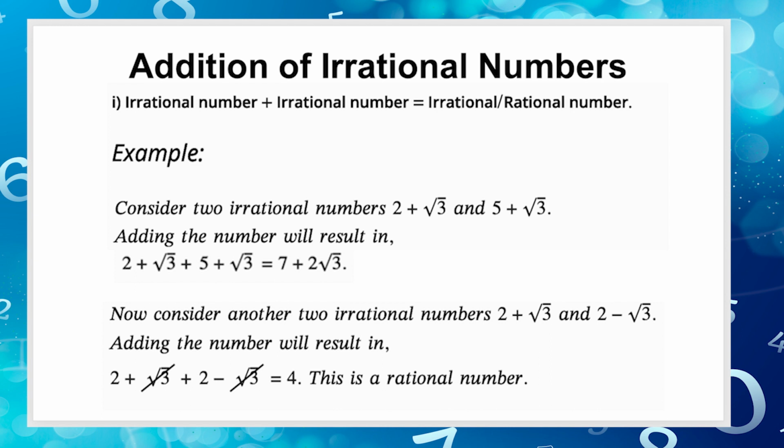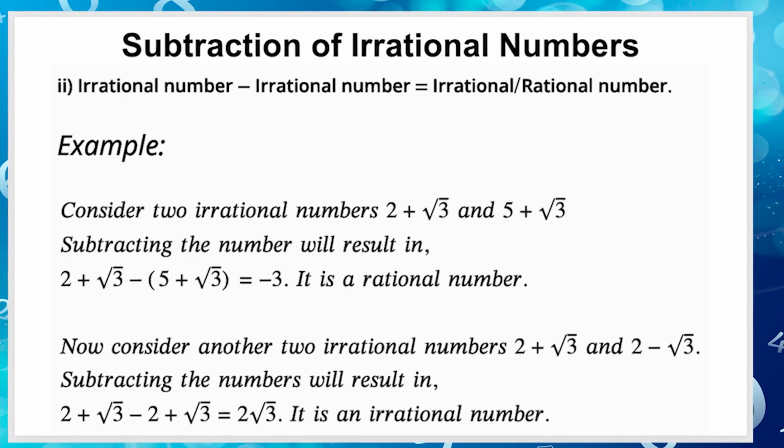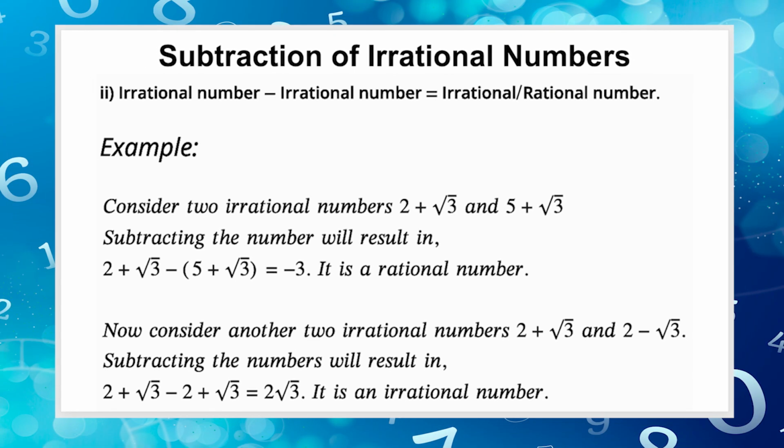Now, consider another example. If we add 2 plus root 3 and 2 minus root 3, root 3 will be cancelled by minus root 3 and we get 2 plus 2, that is equal to 4, which is a rational number. Hence, from the above examples, we concluded that on adding two irrational numbers, we get an irrational or a rational number. Now, let us observe what happens if we subtract two irrational numbers.